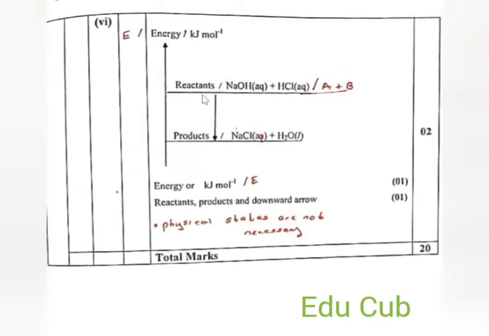This is the diagram. You have to mark the y-axis energy, kilojoule per mole. Reactants, NaOH and HCl. Their products are releasing energy: products, sodium chloride and H2O. So this is the answer. You will get 2 points for that.